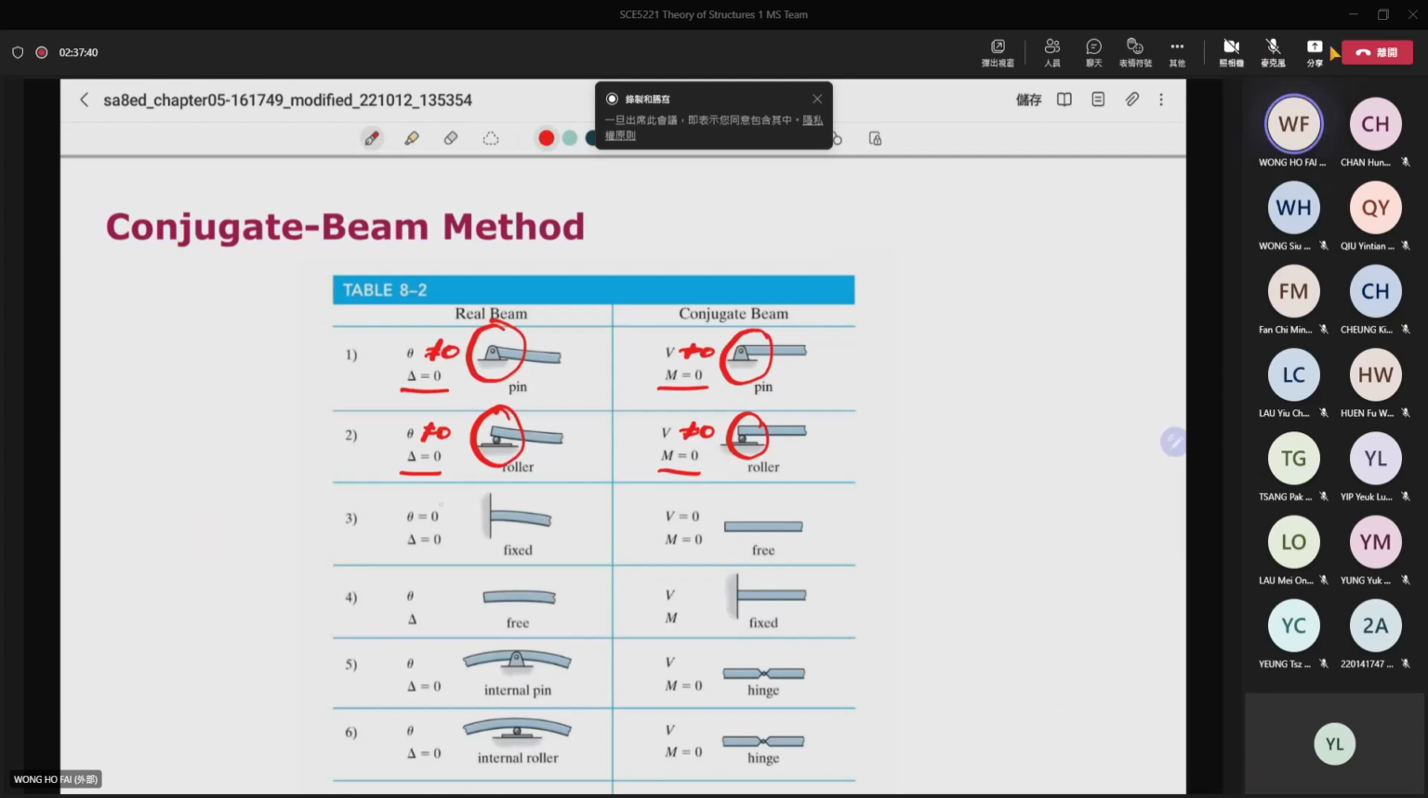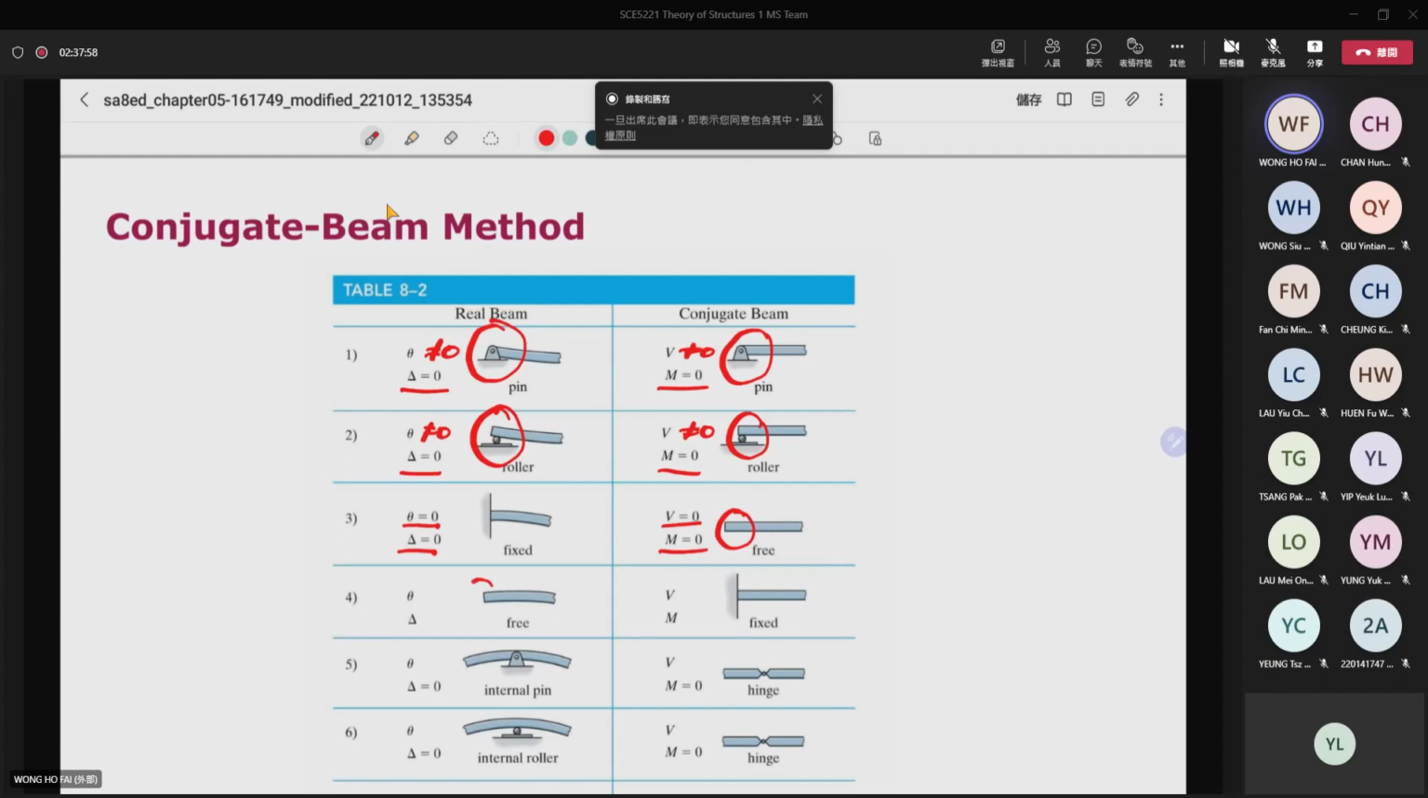For the fixed end, the rotation is equal to 0, and the deflection is also equal to 0. If we change to the conjugate beam, that means the shear is equal to 0, and the moment is equal to 0. So it is a free end.